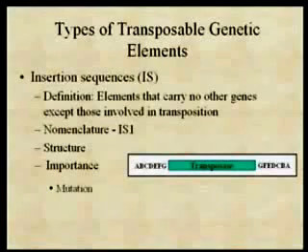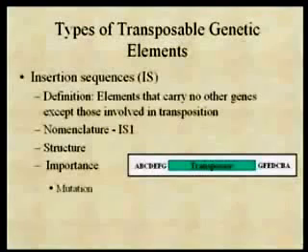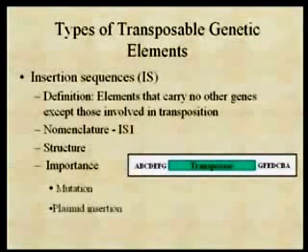So why are these things important? Well, insertion sequences are actually one of the sources of mutations in bacteria, because these things have the ability to jump around and insert basically relatively randomly. If they insert into a gene, they inactivate the gene. And so this is one of the ways that genes are being inactivated in bacteria, by insertion sequences jumping around.